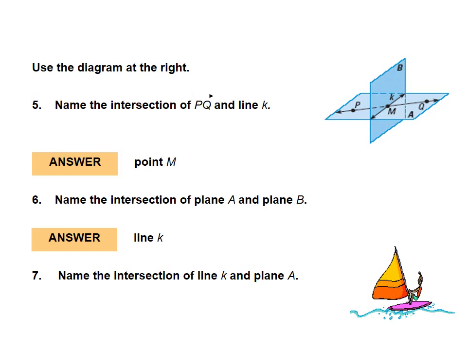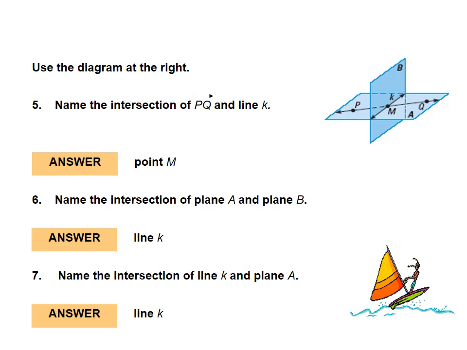Now name the intersection of line K and plane A. It's also line K. Anytime you have a plane intersecting anything, it will always be a line because a plane, remember, is two-dimensional and it goes on forever.